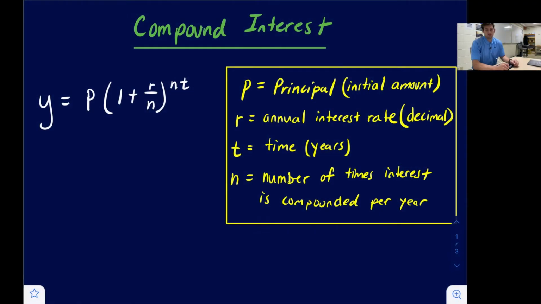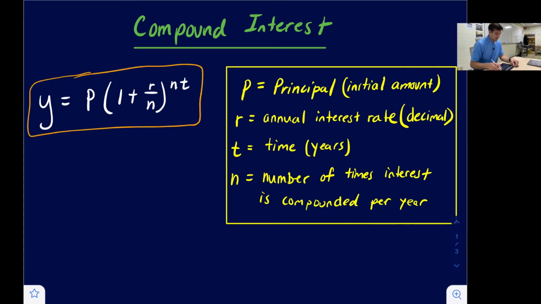Everyone, in this video we're going to talk about compound interest. So our compound interest formula we see right here, and notice it's very similar to our exponential growth equation, but we have n in here, this variable n. So if we look down here, we see what n stands for. It's the number of times interest is compounded per year.